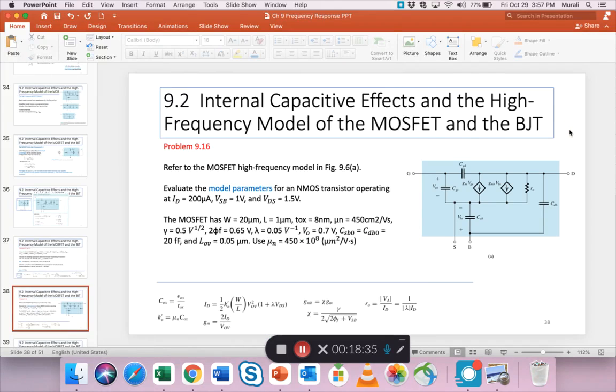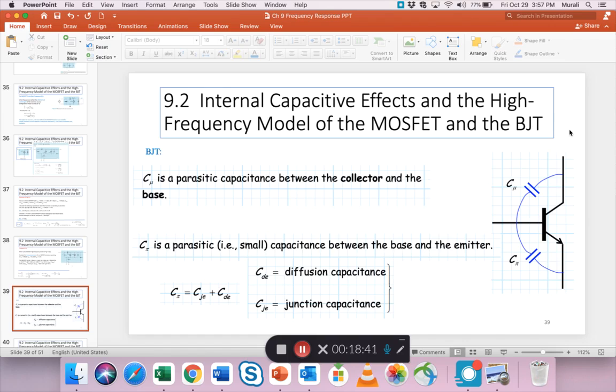Okay, so that takes care of that problem, problem 9.16. Now we move to BJTs. We are still on topic 9.2. We are still concerned only about the internal capacitances. Previously we looked at MOSFETs. Now let's look at BJTs.